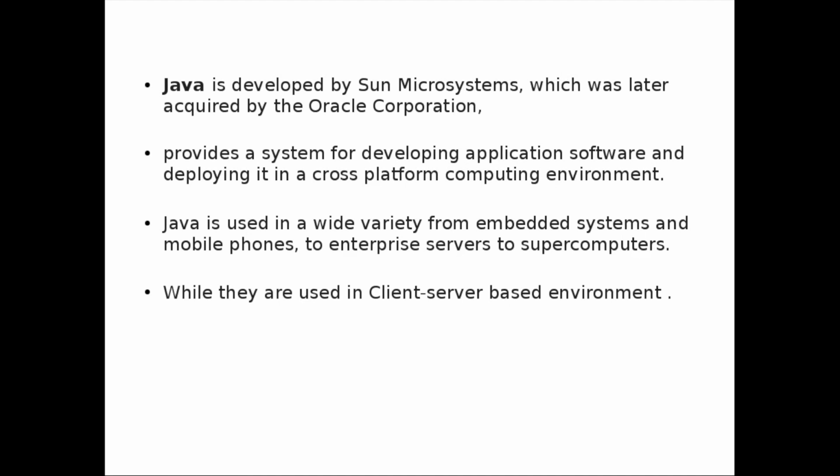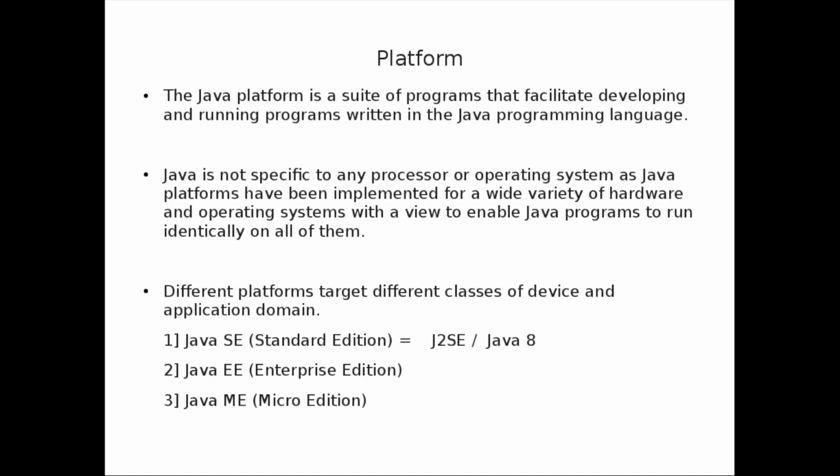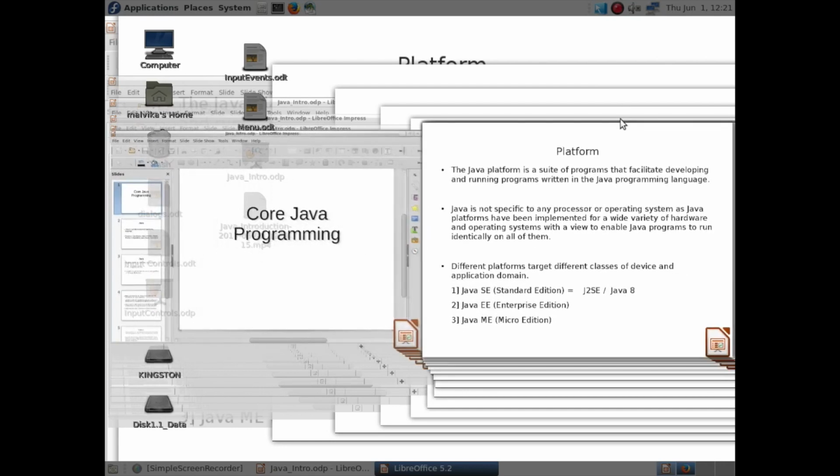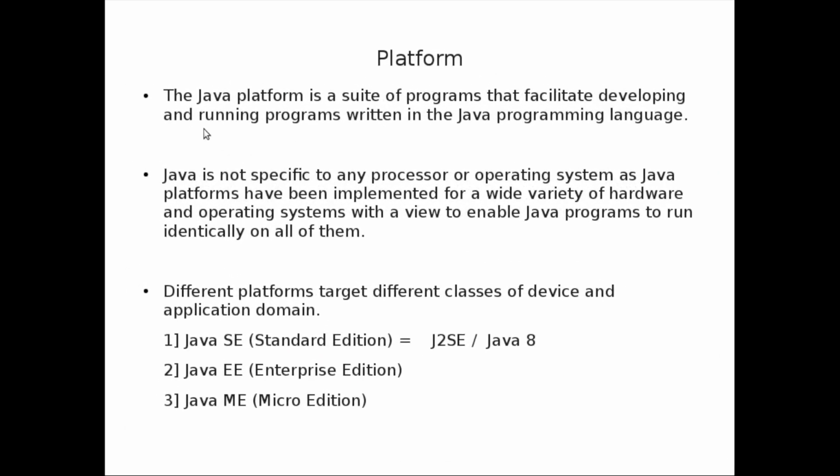So that security and robustness is given by the Java programming language. Well, see here, Java as a platform, what does it mean? Or what different things or facilities are given by Java as a platform? Here, the Java platform is a suite of programs that facilitate developing and running programs written in the Java programming language.